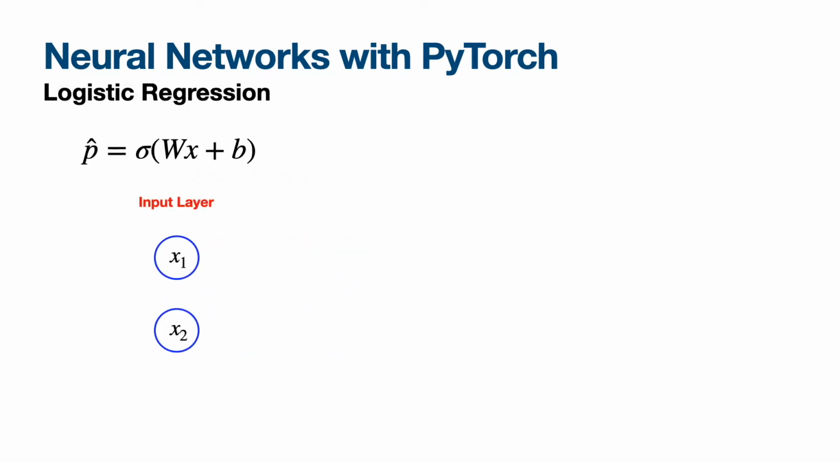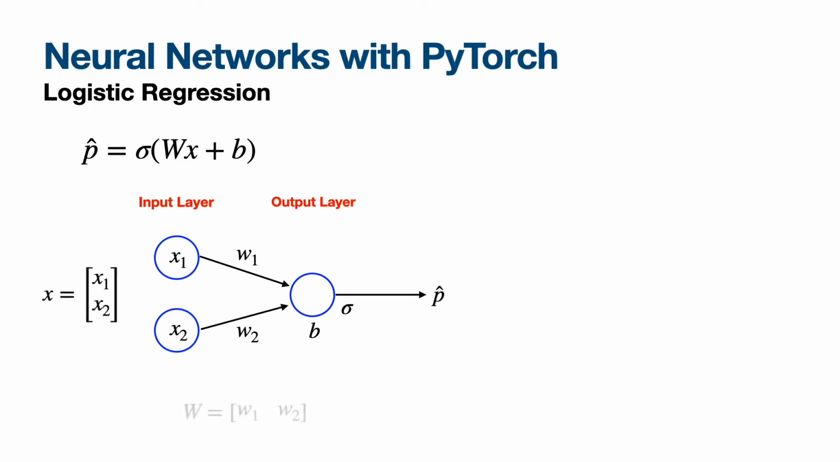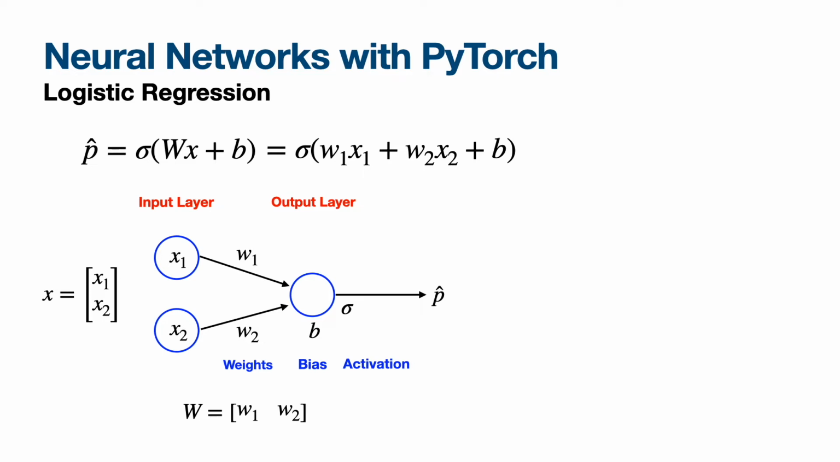This is another example of a neural network. It represents a logistic regression with two input values, x1 and x2. There is a weight for each input value and a bias for the node in the output layer. It also applies a sigmoid function, which we call an activation function or simply activation. The final output is an estimated probability.